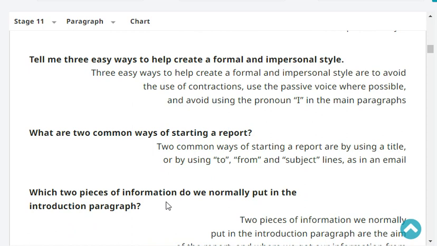Tell me three easy ways to help create a formal and impersonal style. Three easy ways to help create a formal and impersonal style are to avoid the use of contractions, use the passive voice where possible, and avoid using the pronoun I in the main paragraphs.